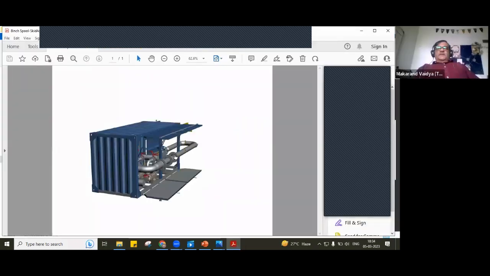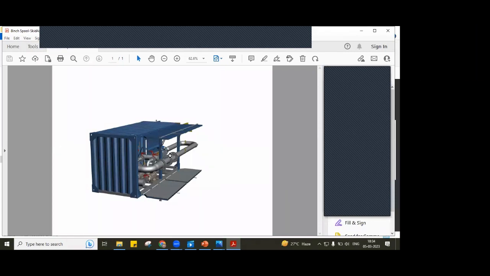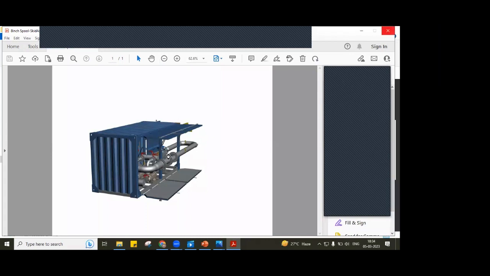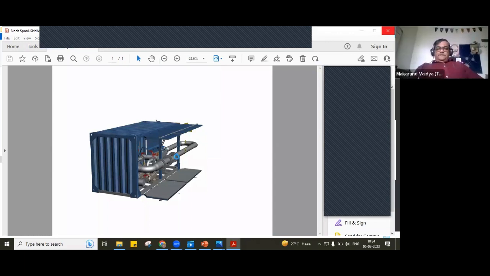Yes. And the pressure transmitter and temperature transmitter are also NABL accredited. Is it acceptable to NABL? Yes, it is an NABL approved lab. Okay, so the lab has been NABL approved.